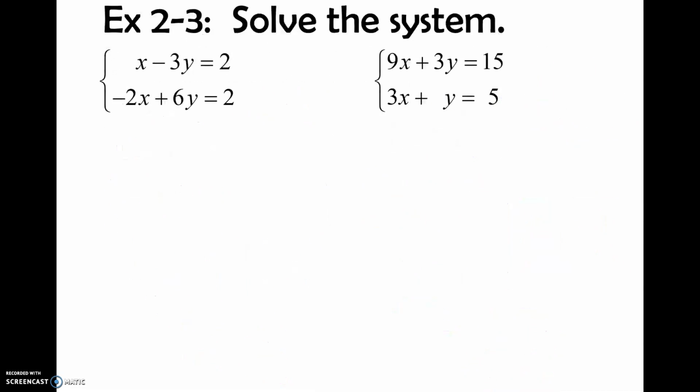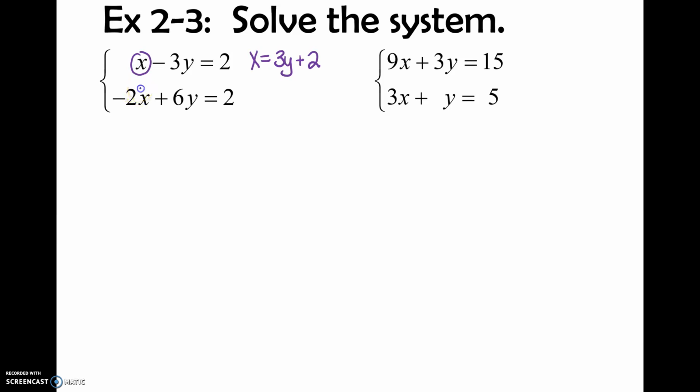When you have examples that look like this, I want you to think about strategic laziness. Would it make sense to try to get y by itself in this example? We'd have to subtract x on both sides, then we'd have to divide by -3. You really don't want to have to divide anything. So in this example, you should get the x by itself by adding 3y to both sides. So we will have x equals 3y plus 2.